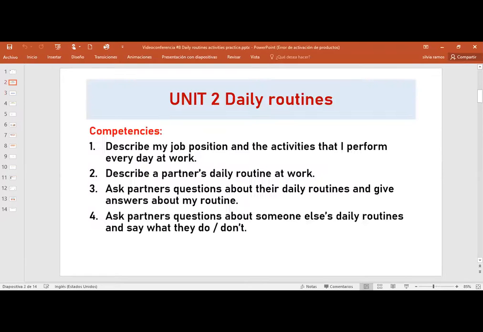Yes. Vamos a esperar por los compañeros 1 minuto o 2 minutos a lo máximo y luego comenzamos. Okay.